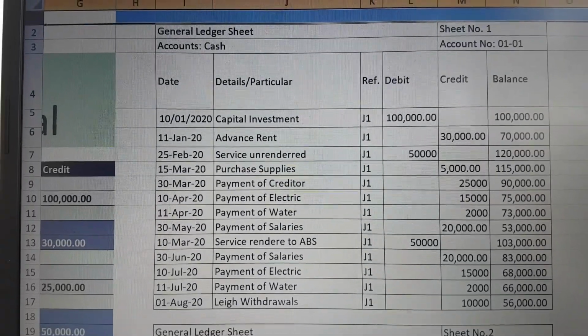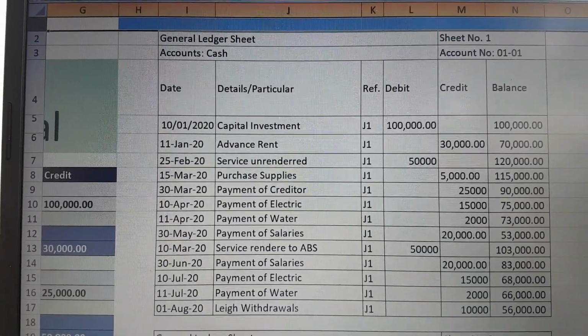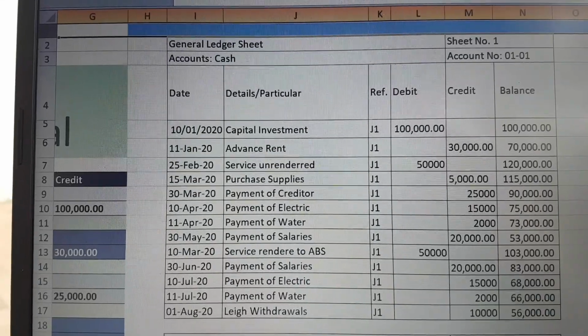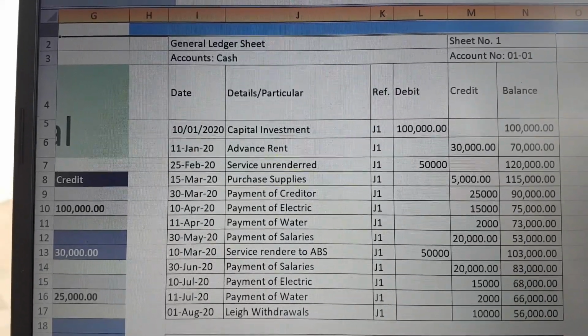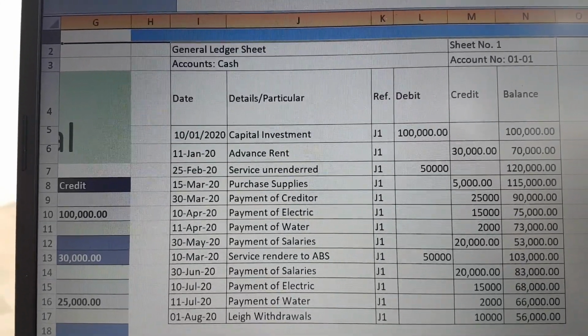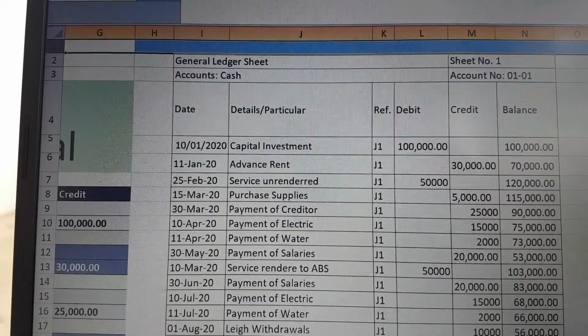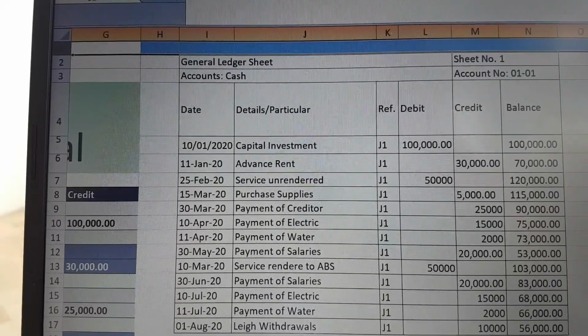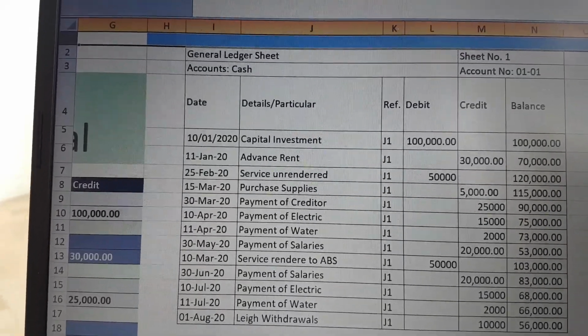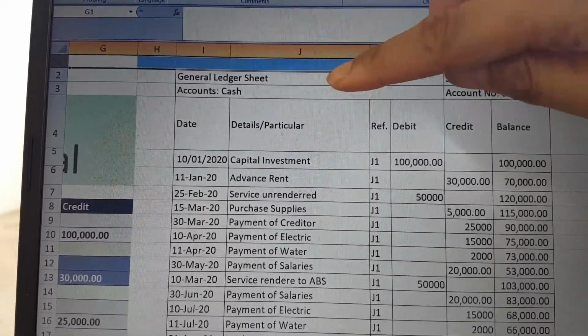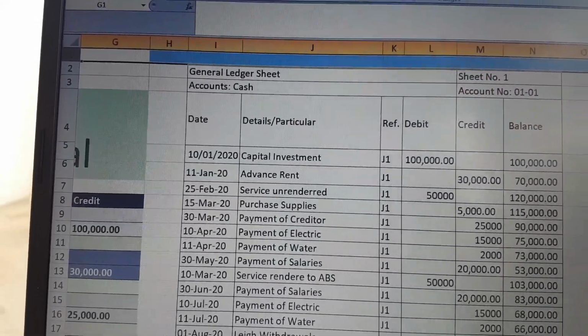Hello guys, so as promised from our previous video, I will give you the ledger, or the application for the general ledger, of what we have journalized in the previous video. So here is our ledger. First and foremost, let's discuss its parts. Then we have the topmost part here, which states the general ledger.